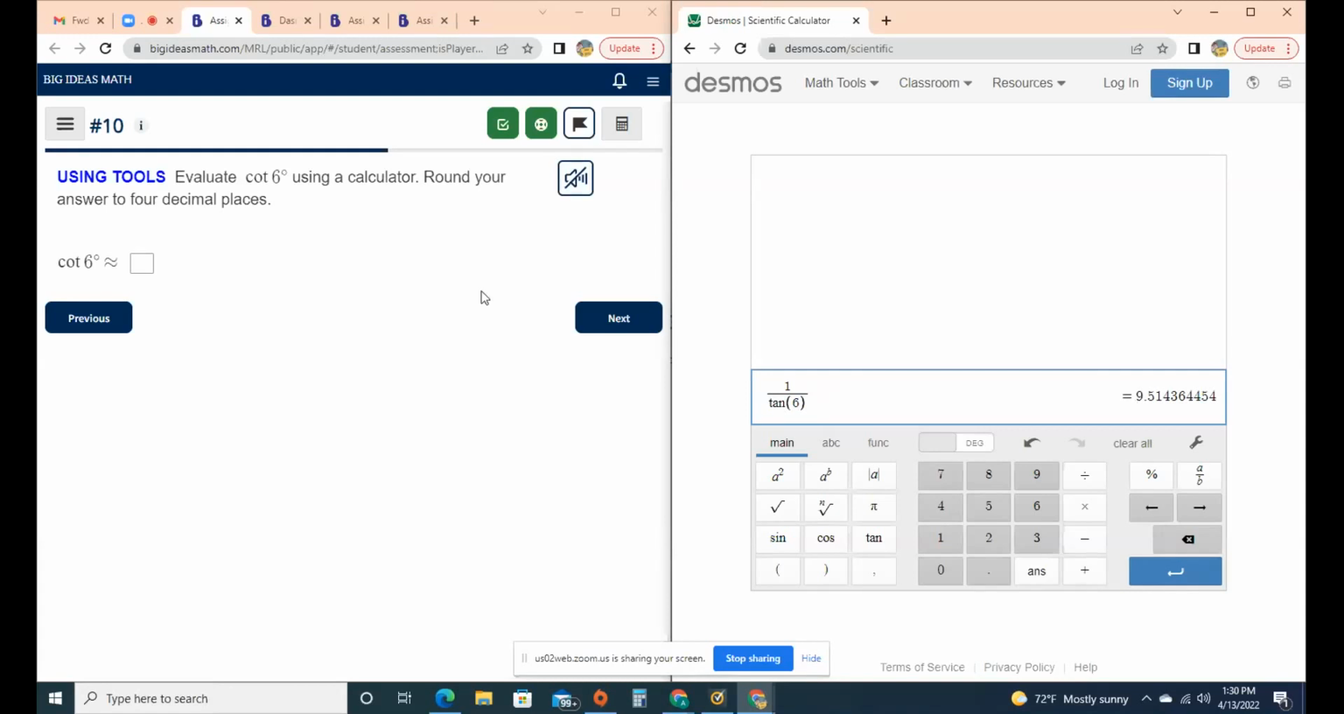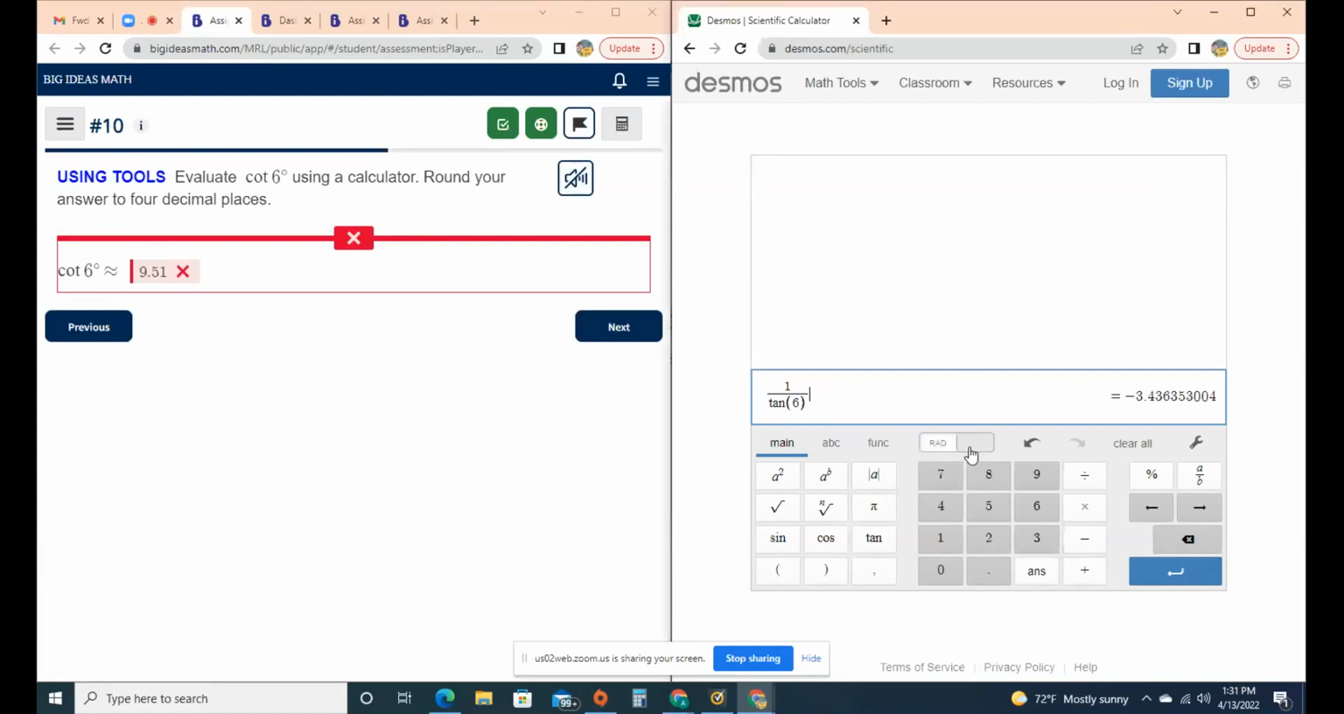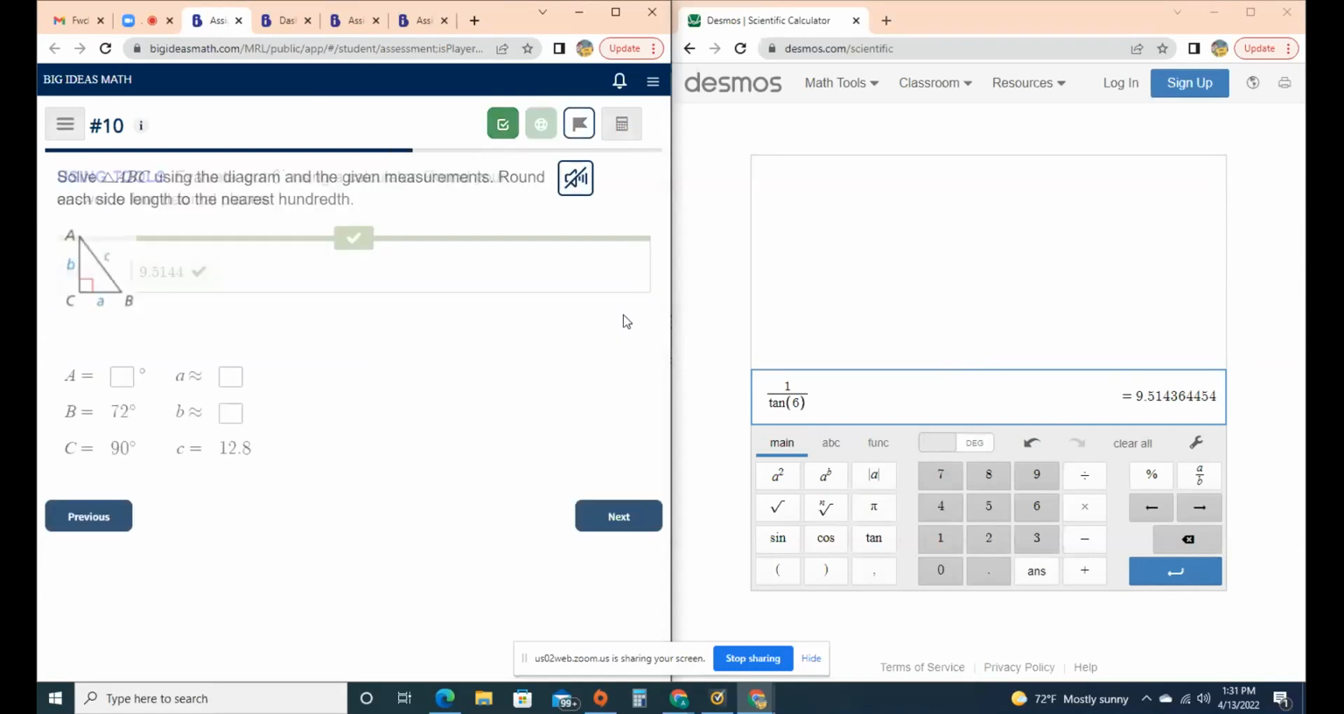9.51. Sounds reasonable. Make sure you're in degrees. Yeah, I mean, that's possible. It's just sometimes none of these numbers make sense because they're not meaningful for us. 3.43. Oh, 4 decimal places. Yes. 9.5144. Yes. Okay.